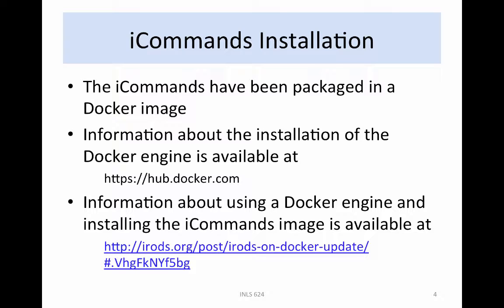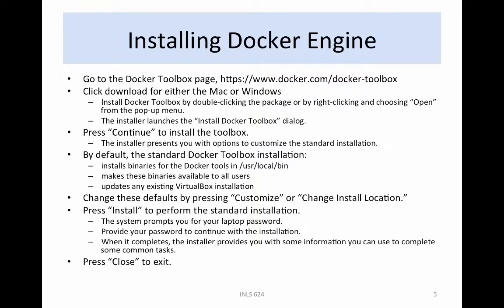Information about the installation of the Docker image is available at hub.docker.com. Docker engines are available for Unix, Mac, and Windows. Information about using the Docker engine and installing a Docker image containing the iCommands is available at iRODS on Docker. We will go over the commands to install the Docker engine on a Mac and to install the iCommands Docker image. The steps for installing a Docker image on a Mac are listed here.